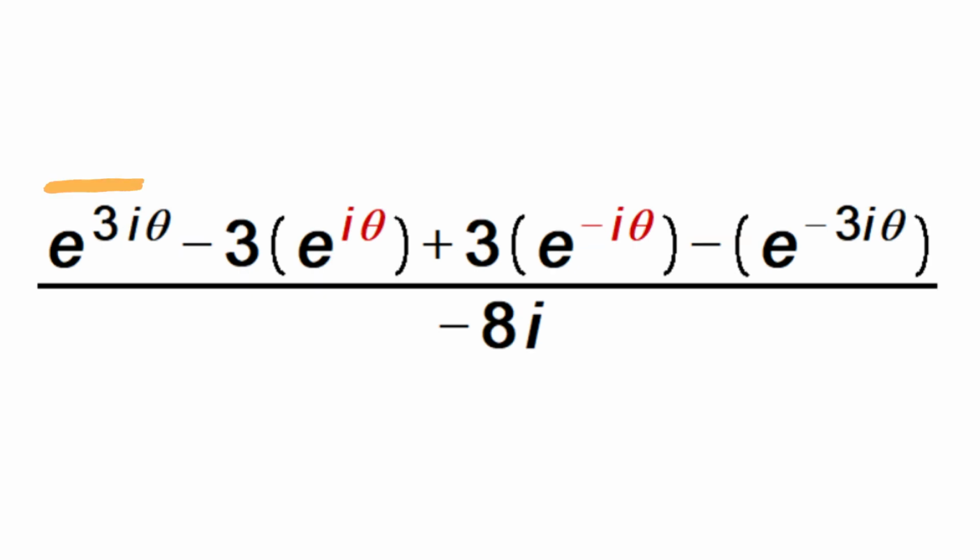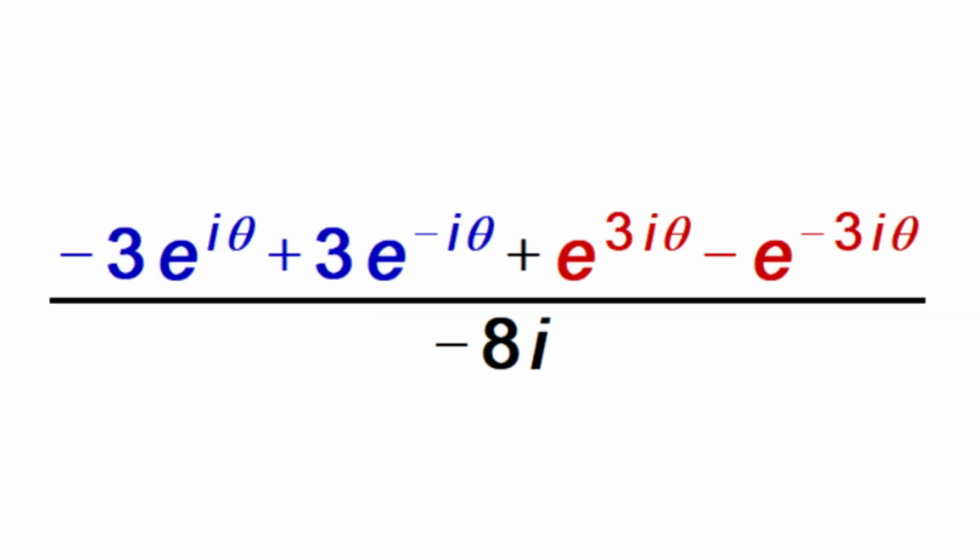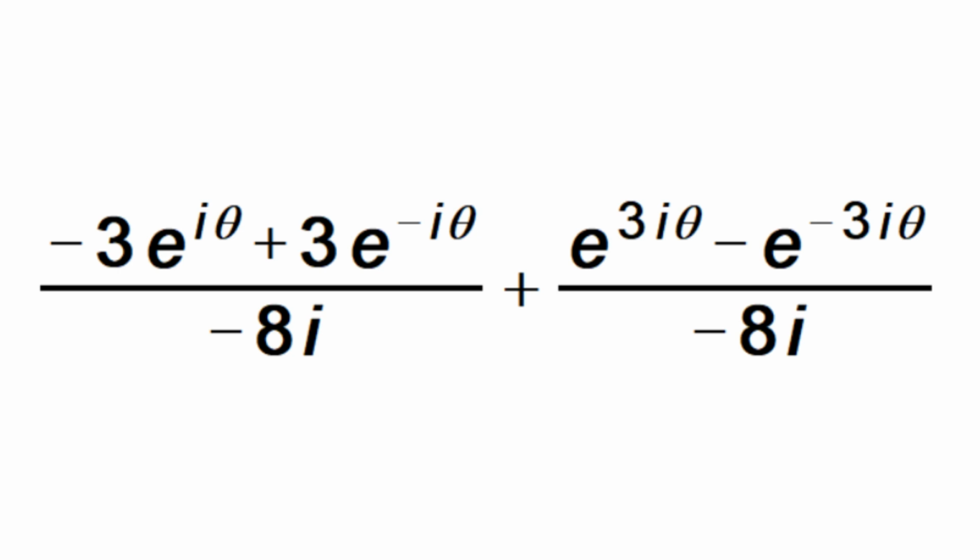We get e to the 3i theta minus 3 e to the i theta plus 3 e to the negative i theta minus e to the negative 3i theta over negative 8i. We can group the terms with i theta to get negative 3 e to the i theta plus 3 e to the negative i theta plus e to the 3i theta minus e to the negative 3i theta over negative 8i. We now split this into two fractions to get minus 3 e to the i theta plus 3 times e to the negative i theta over its own copy of negative 8i, plus e to the 3i theta minus e to the negative 3i theta over negative 8i.